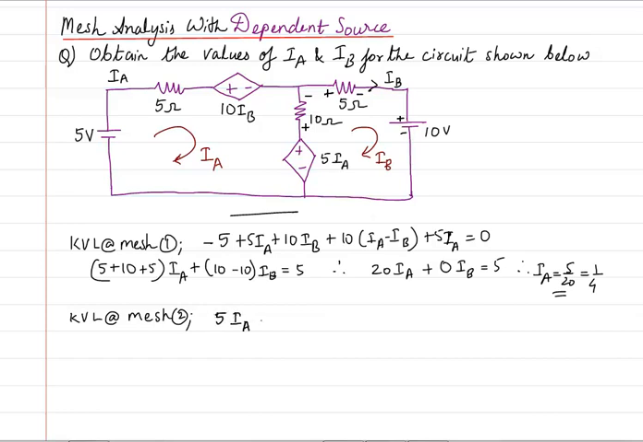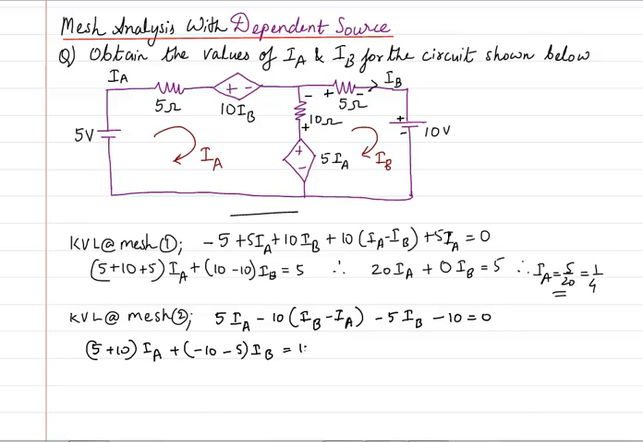So now I am going to have 5IA, so plus 5IA minus 10IB minus IA, IB minus IA minus 5IB minus 10 is equal to 0. From where I can actually combine 5 plus 10 IA and IB, I can combine it as minus 10 and minus 5. So that will give me IB, and the minus 10 I can take the other side to be plus 10.